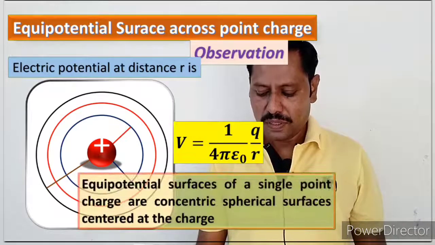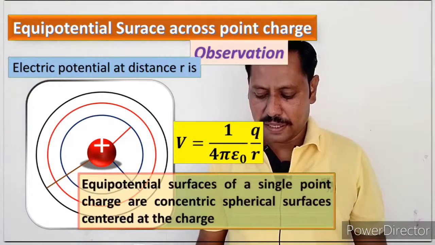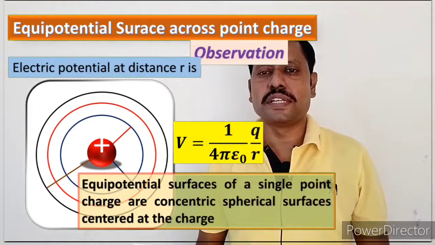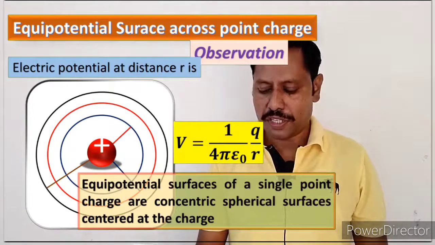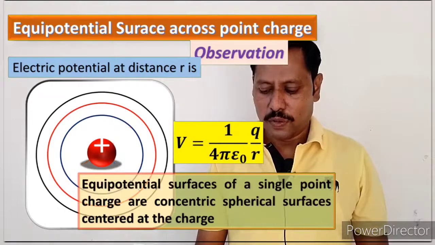Now we can say that these are concentric spheres around that single charge or point charge. Okay, let's go ahead.